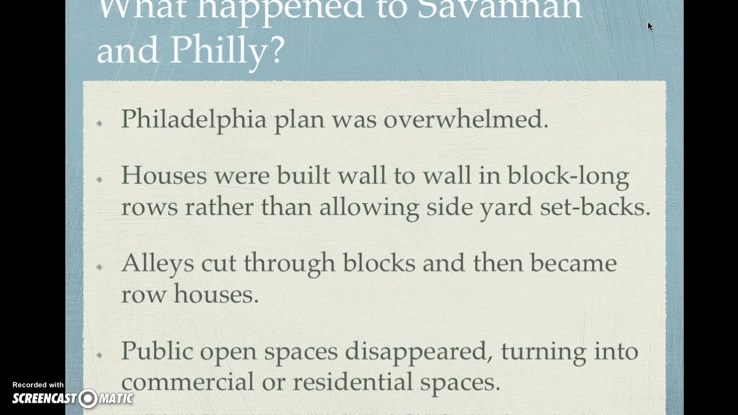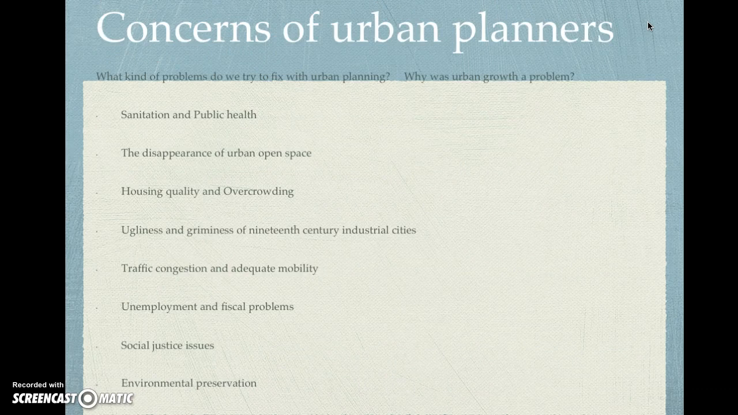So instead of the streets laid out in these blocks, alleyways cut through the blocks and then became row houses. See how the density is building up? And then these public open spaces, these park spaces, they disappeared because they were turned into commercial or residential spaces. So that's what happened to the original vision for Philadelphia.